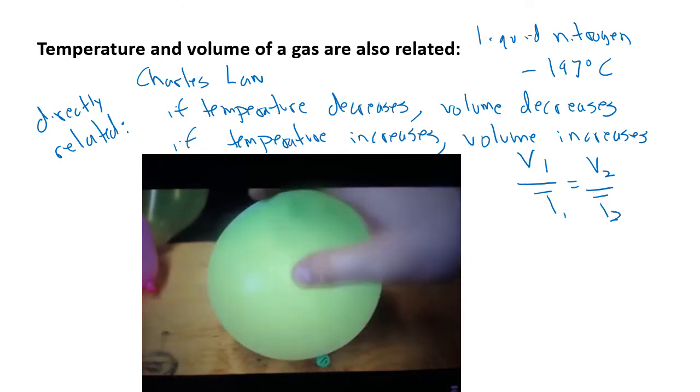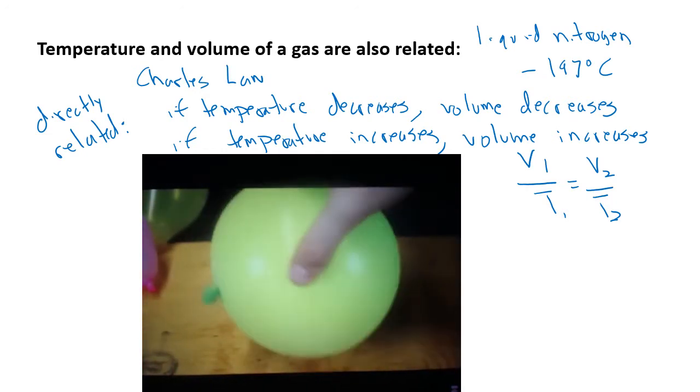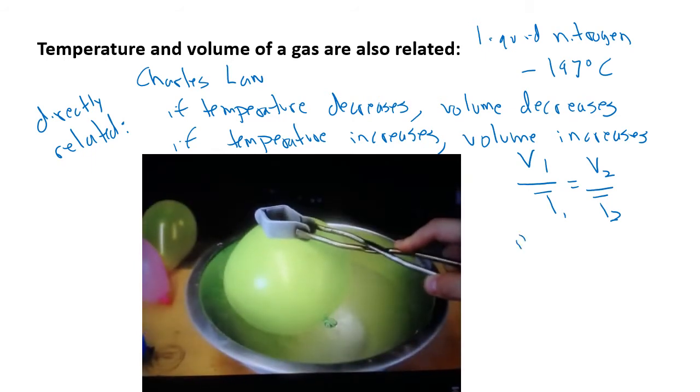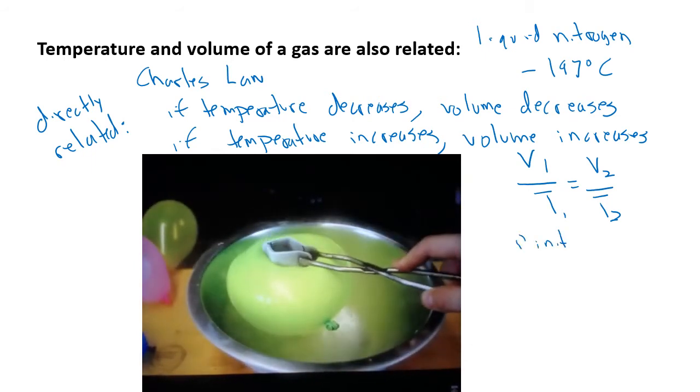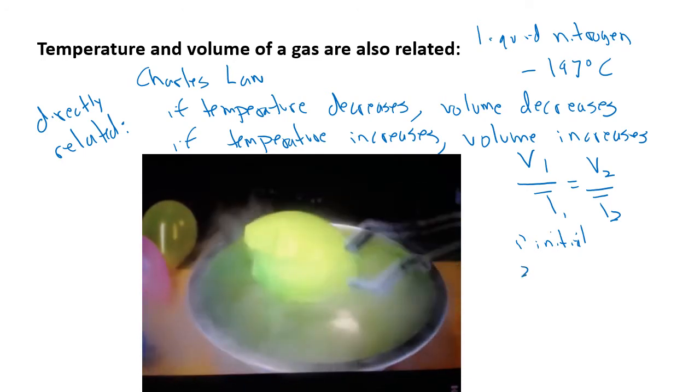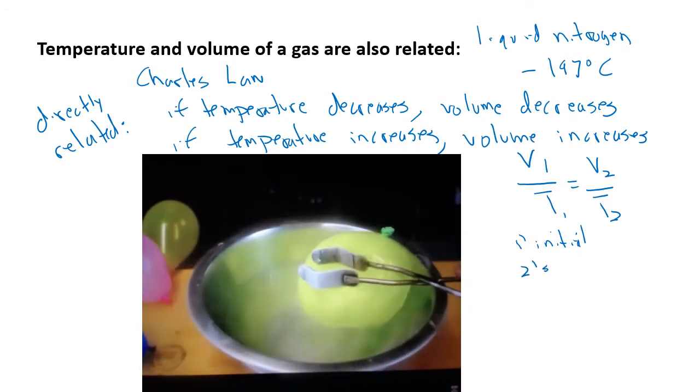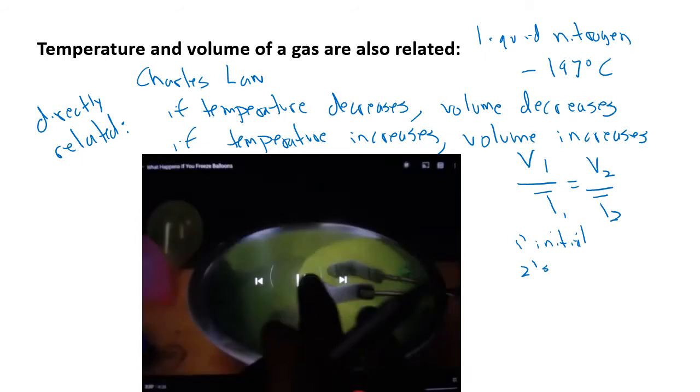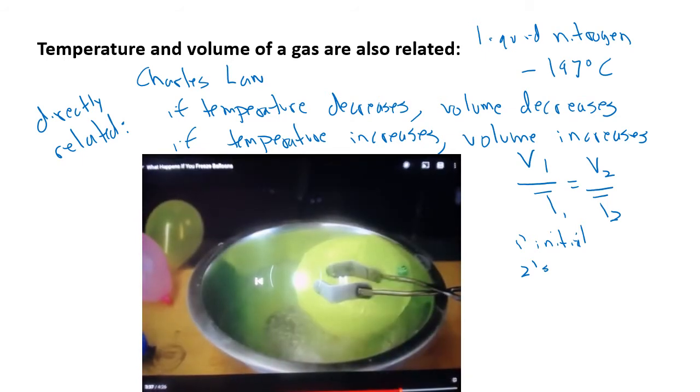What does this mean again? The ones are your initial conditions, so that'll be our initial volume and our initial temperature. The twos are going to be our final conditions, final volume and temperature. Now, the only other thing I want to tell you about that's a little tricky is that the temperature can't be in any unit.